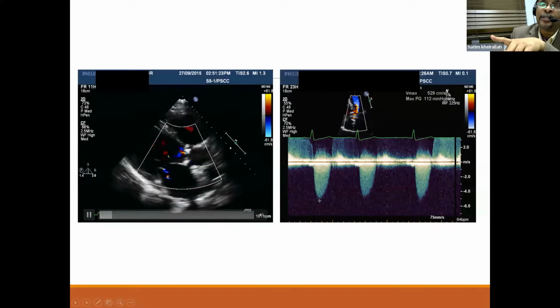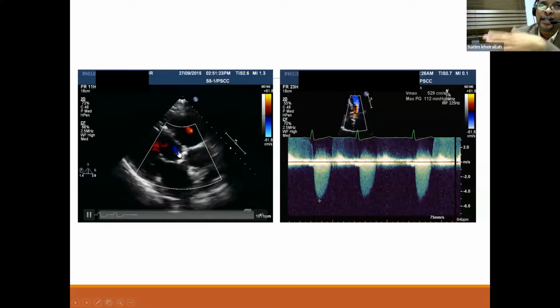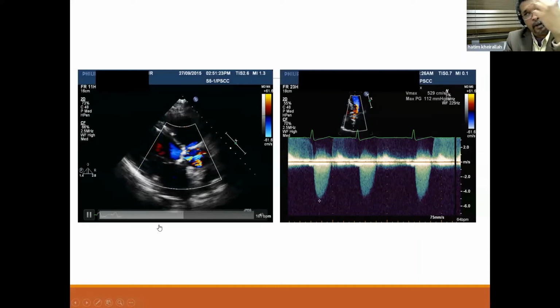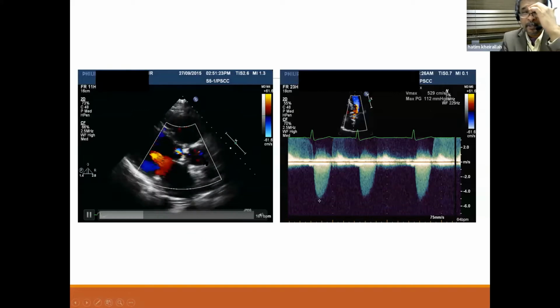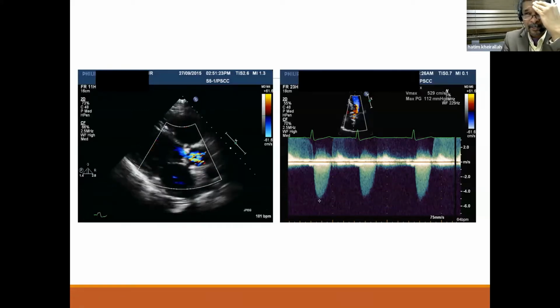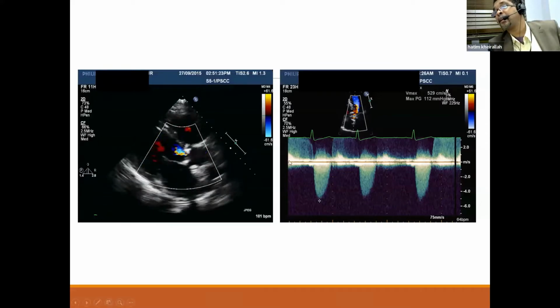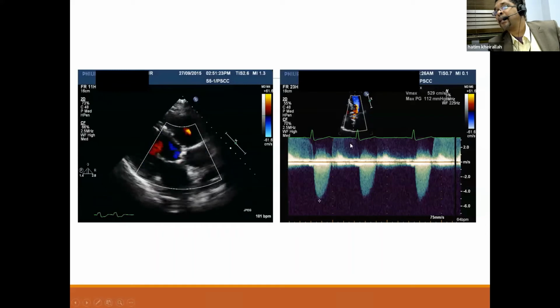Now, when we start seeing the flow acceleration below the valve at the LVOT, then we are starting to suspect LVOT obstruction. And if we see it above the valve, it might be supravalvular. So the color is a good guide to where the obstruction is. Okay. So this is also important. And you also have to be guided by the color to trace the gradient.